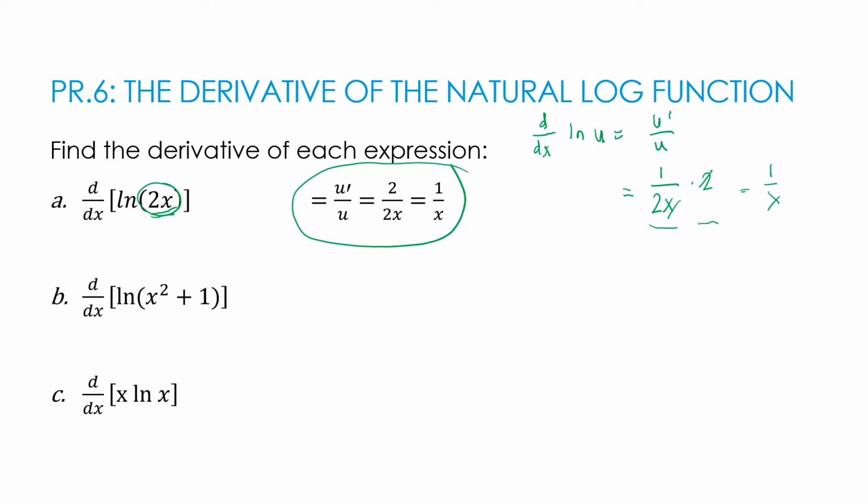Again, for the second one, I'm looking at my denominator, x squared plus 1. My numerator would be the derivative of this, which would be 2x. And so that's my final solution.